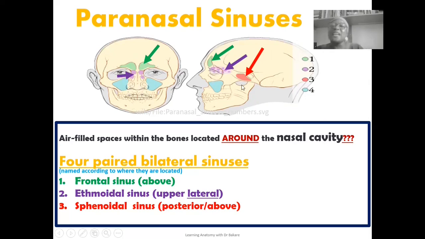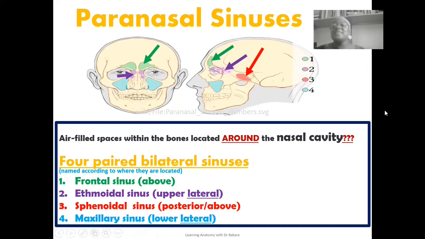But if you look at the side view, you see that this sphenoidal sinus, arrowed here in red, is seen to be located behind the nasal cavity. We have the nasal cavity somewhere around this region. The frontal sinus is located above it. The ethmoidal sinus is seen to be located lateral to it, while the sphenoidal sinus is seen to be located posterior, or deep, to the upper part. So this is where the sphenoidal sinus is located.